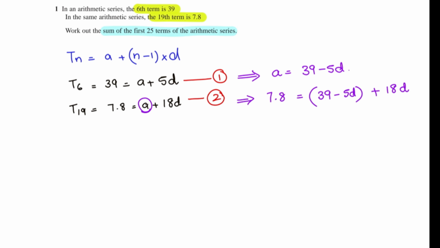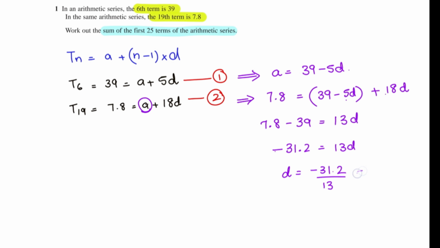On calculating this, I'll get the value as 7.8 minus 39, and 5 minus 18 is 13d. On calculating this, minus 31.2 equals 13d, and the value for d is minus 31.2 divided by 13. So the value we get is minus 2.4. So we got the difference over here.